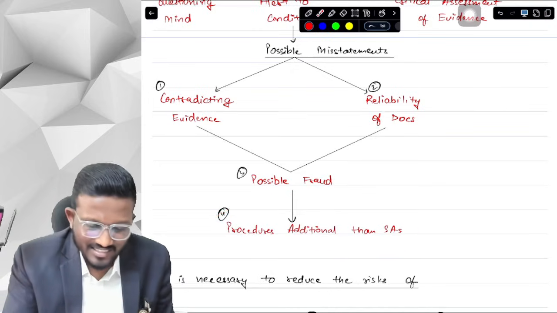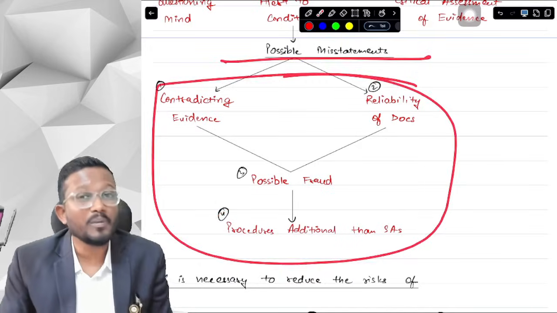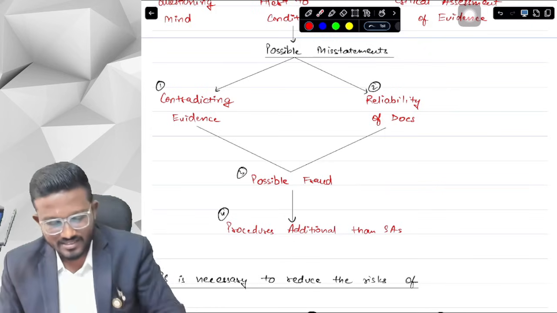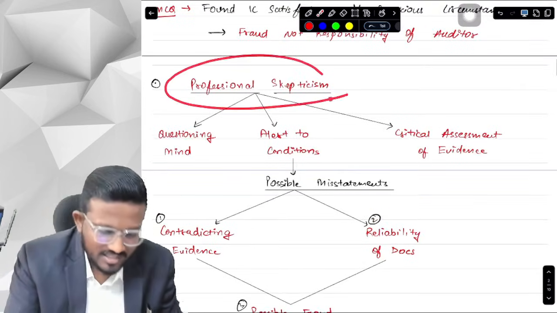Okay, yes sir, these are the situations for which we need to be alert that there can be a possible misstatement. Okay, yes sir. Now why is professional skepticism necessary?